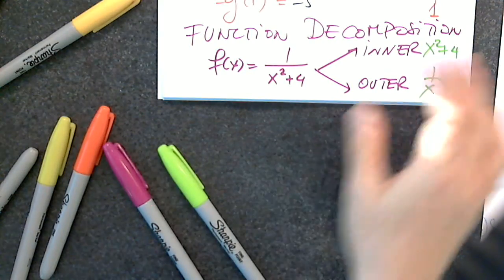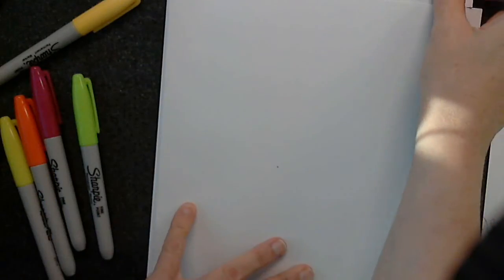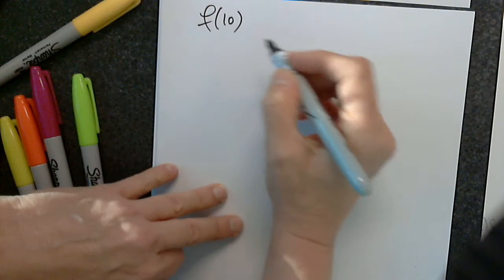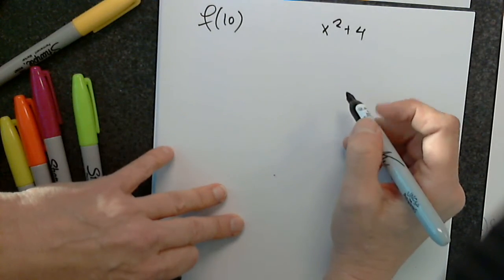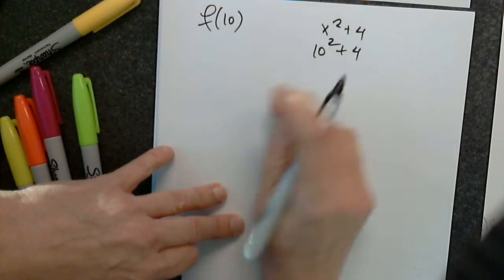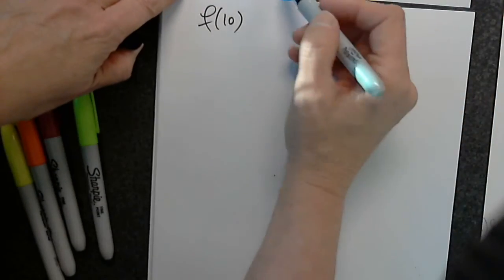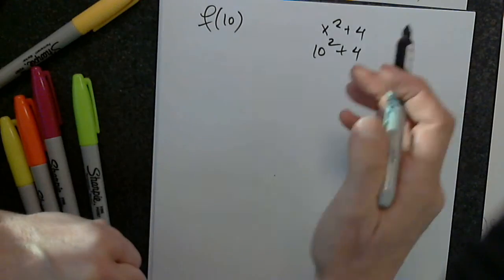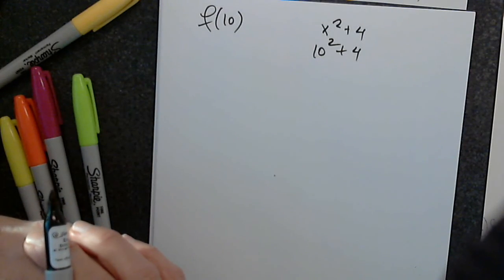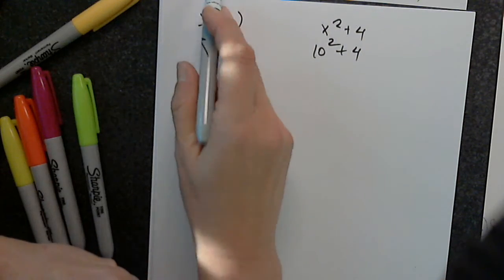Let's try another function. So if I have to find f of 10, I have to evaluate x squared plus 4 first, which means 10 squared plus 4. I get a number. When I'm done, this becomes a number. What function do I apply to this number? 1 over x. To get f of x.